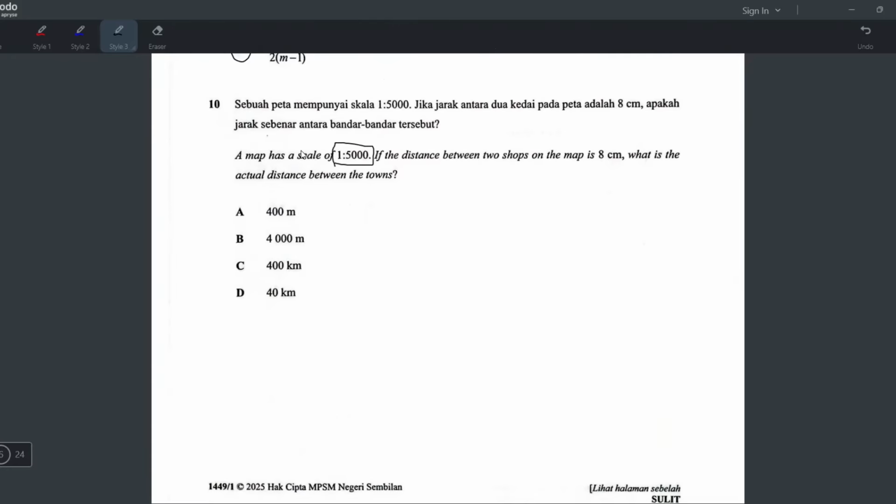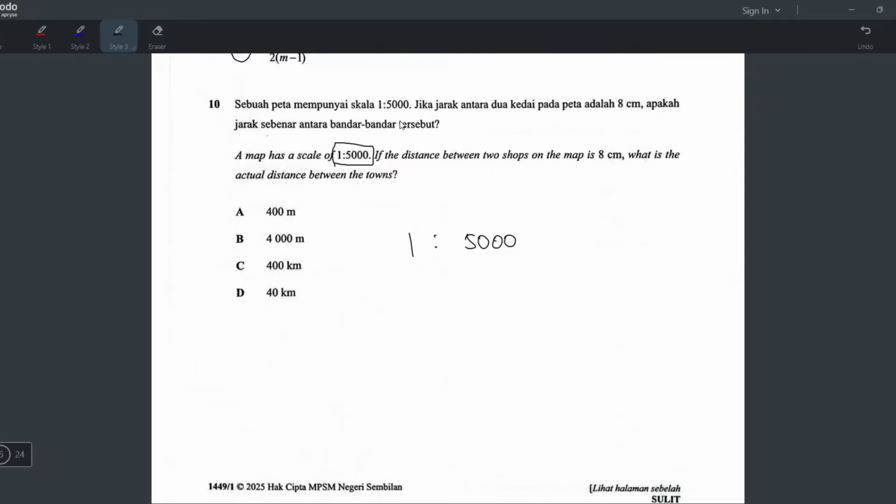Number 10, a map has a scale of 1:5,000. This one is a lower form chapter under scale drawing. A lot of students underestimate this topic because they learned it in lower form, so most students don't really go in depth. So I want to explain this one.